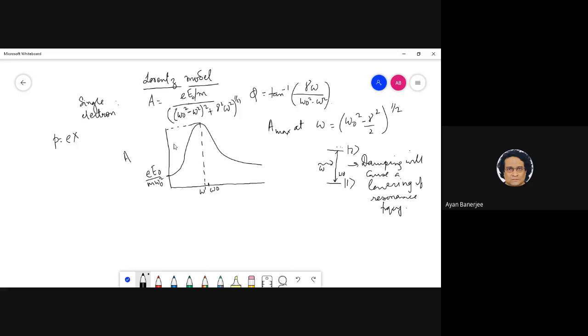How much? Did anybody calculate that? Anybody knows what it will be? It will be E naught by M divided by gamma into square root of omega naught square minus gamma square by 4. Is that correct? So this is very long. Has anybody verified this?